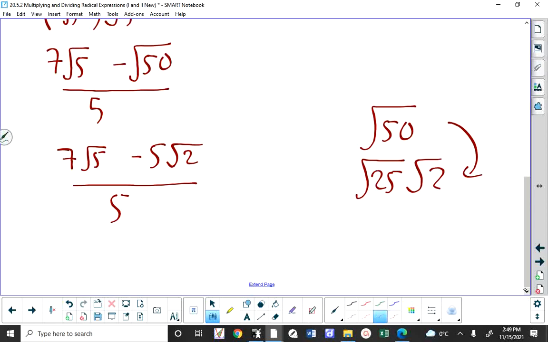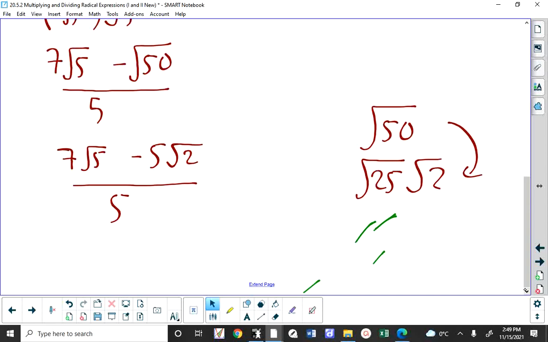Can I cancel the 5? No, I can't. 5 is not a factor of the top. Now, if this 7 were a 15, then I could start whittling it down. So this is it. We're done. 7 root 5 minus 5 root 2 over 5.